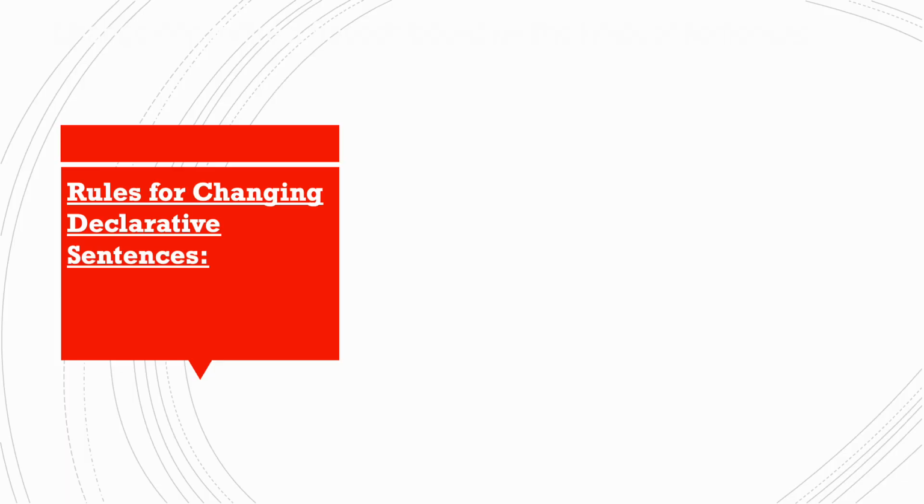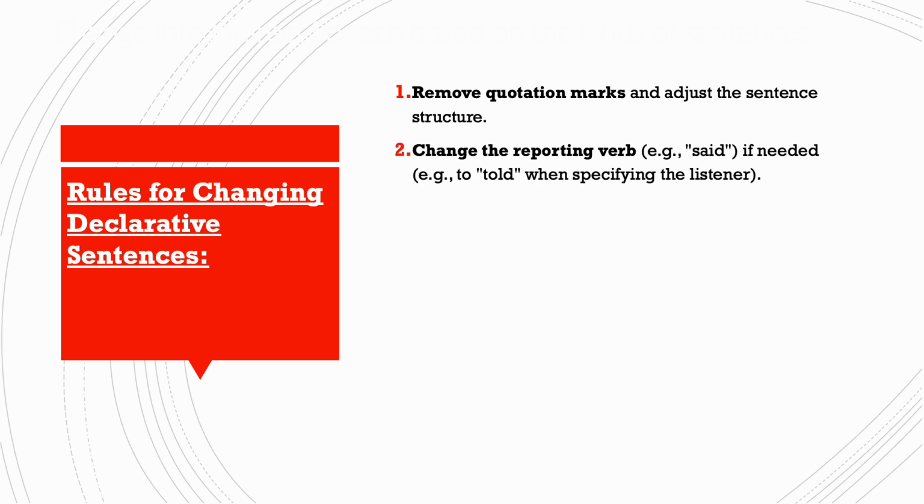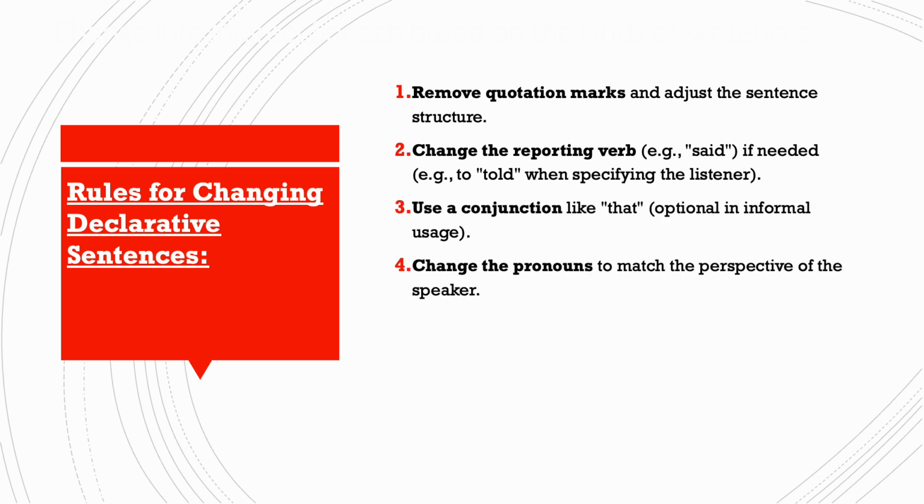Let's revise the rule that we had learned earlier for declarative sentence. How to change declarative sentence from direct to indirect speech? First, remove the quotation mark. Before that, we have to check the reporting verb. If the reporting verb is in present tense, don't change the narration. But if it is in past tense, we have to change it into the form what is given. Said becomes told. Use a conjunction that. And then changing the pronouns. Changing the pronouns would be he or she. I becomes he or she. First person becomes the third person.